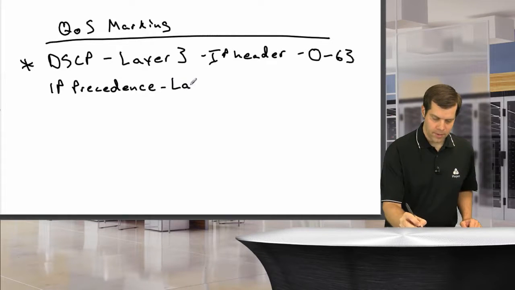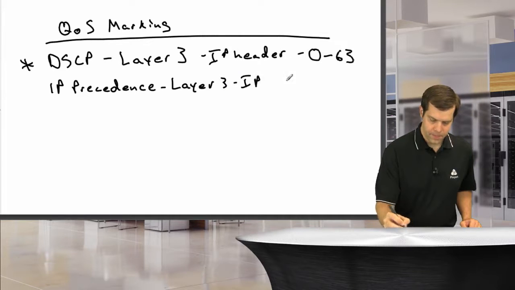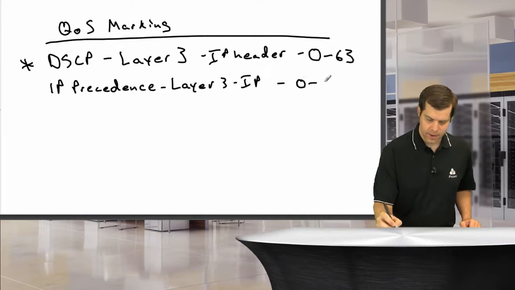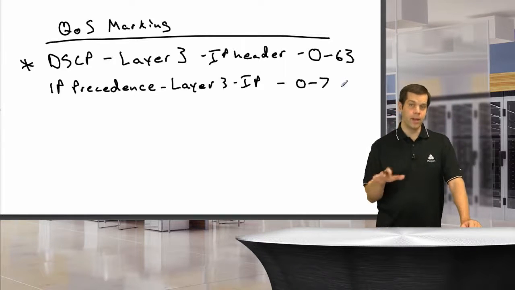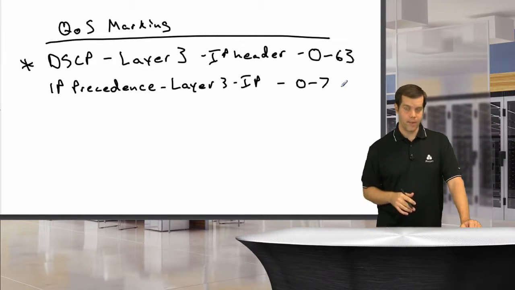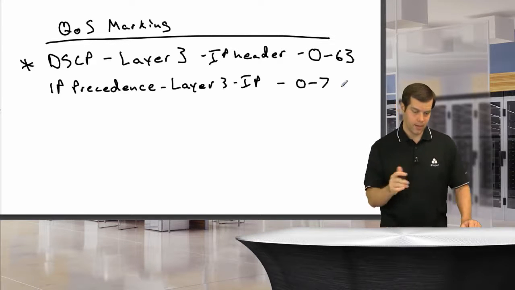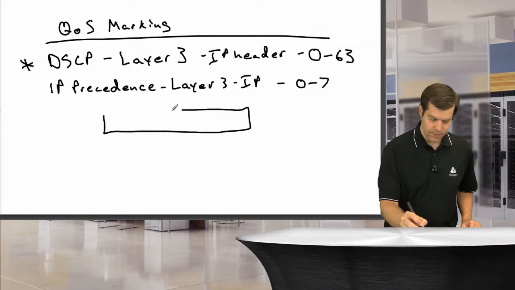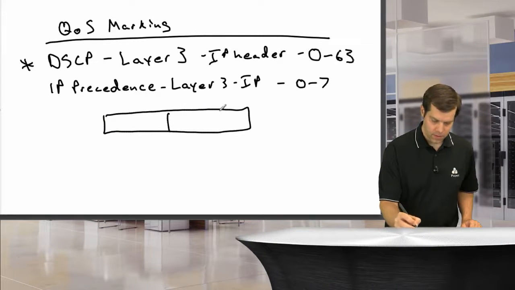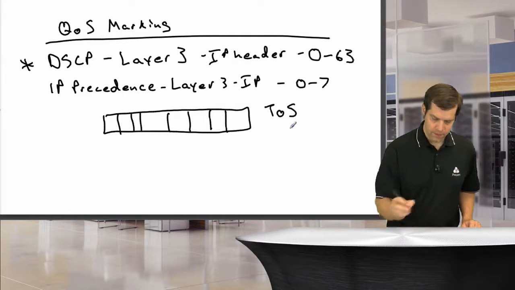This is also layer 3 in the IP header. And the values here are 0 to 7. And both DSCP and IP precedence are actually in the exact same spot in the IP header. There is an 8-bit field called the type of service field.